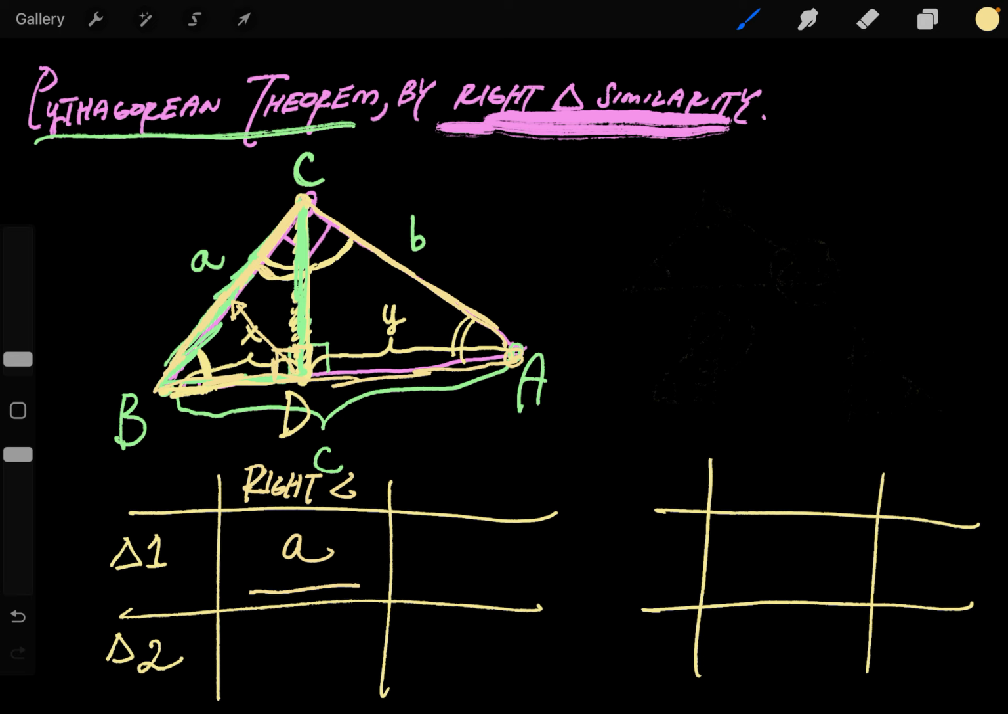Over opposite the right angle in the big triangle, we should see this entire side C. So it's A over C will be equal to whatever I put over here. And again, I don't want to include this altitude.